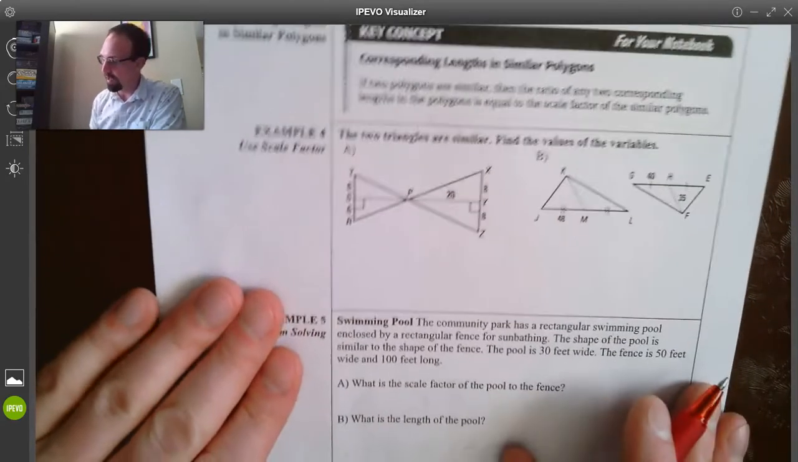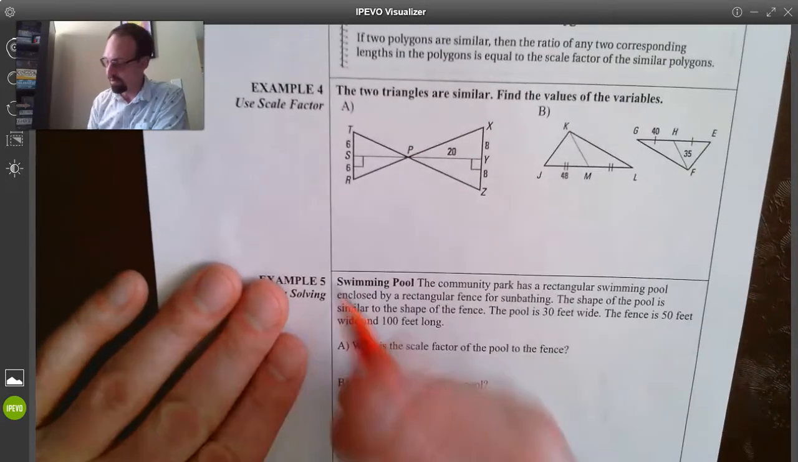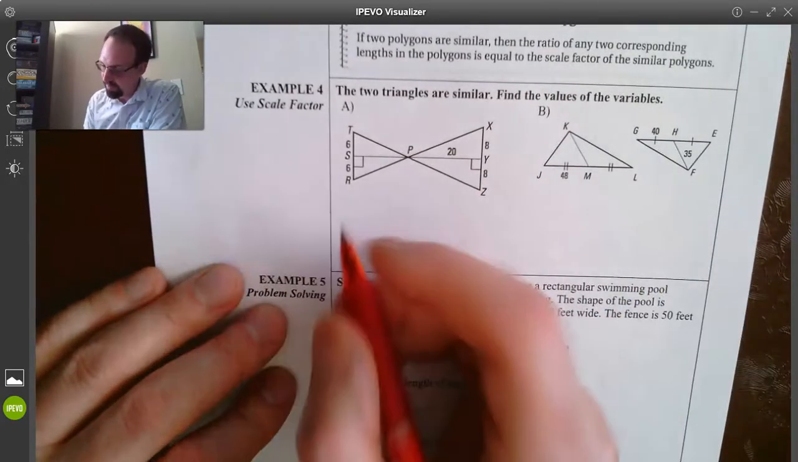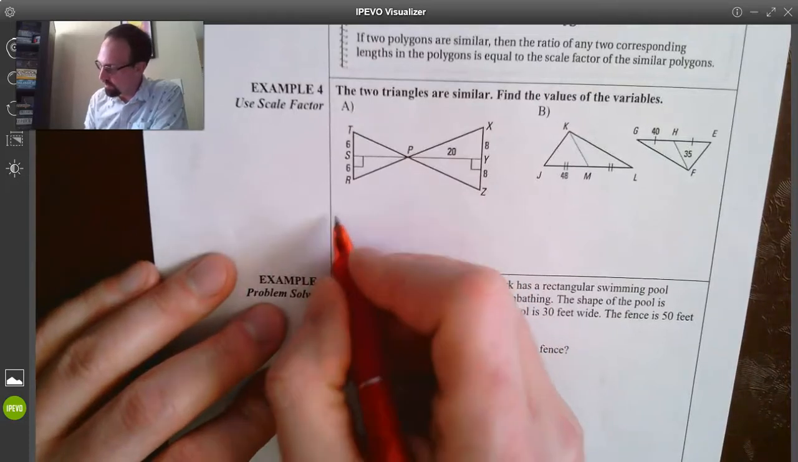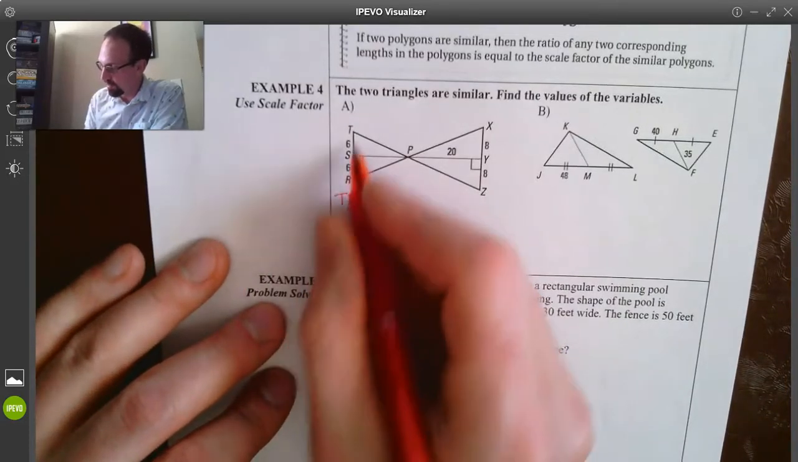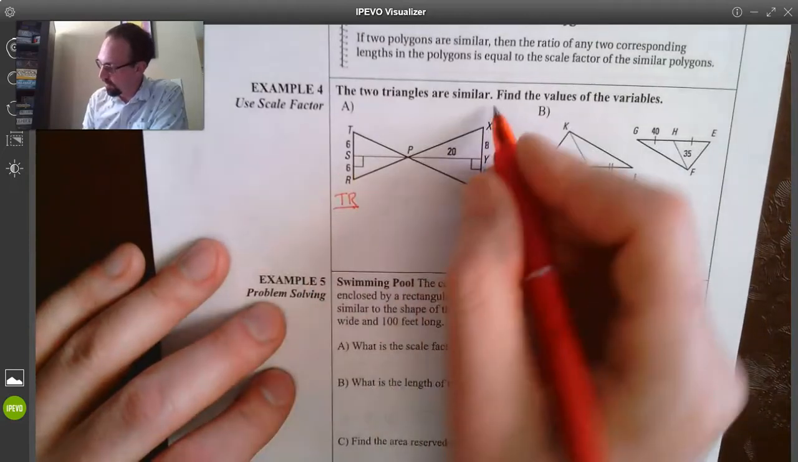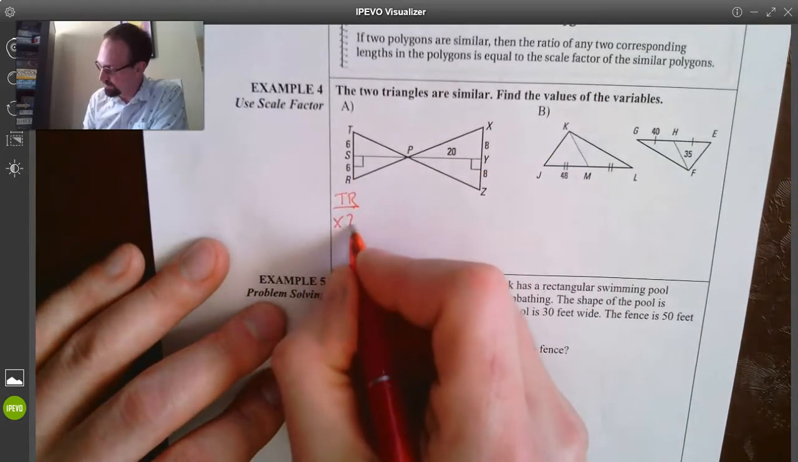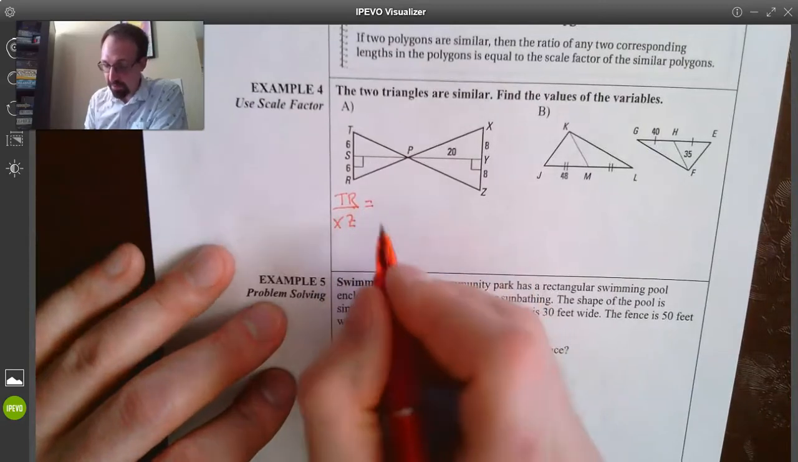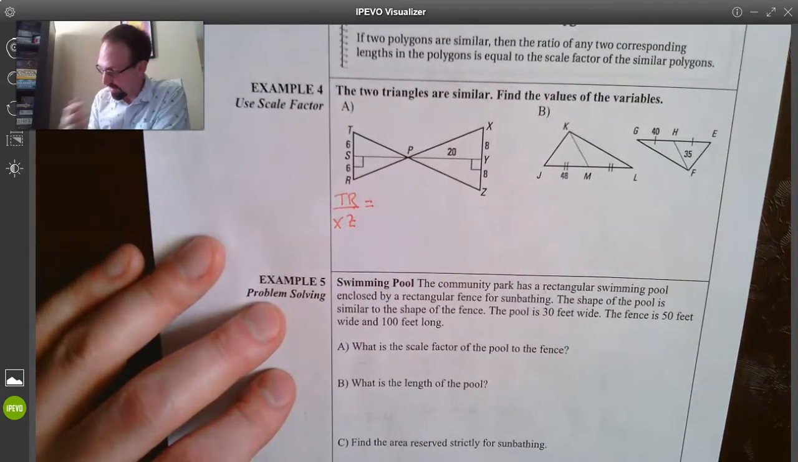So let's do this example here. We're going to be using the scale factor, knowing that these two triangles are similar. So we have to start with that. If these two are similar, then I can use the length of T to R, so that's the whole length here, over the length of X to Z, and that's going to give us the scale factor.